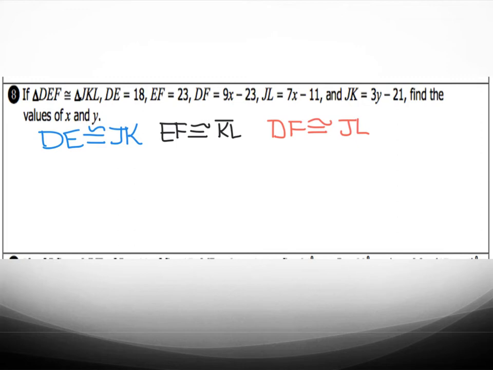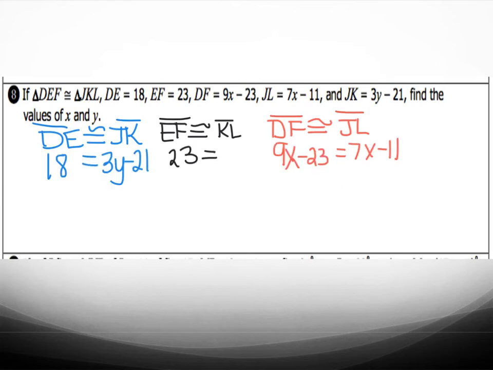So first things first, here are my congruency statements. One side, DE is congruent to JK, EF to KL, and DF to JL. Let me make sure I put my bars across the top to show that they are segments. There we go. Let's go with substitution and see if we can solve and find these variables, X and Y. So notice after I wrote all my statements down and I wrote in using substitution what each one was equal to, I didn't have a value for KL.